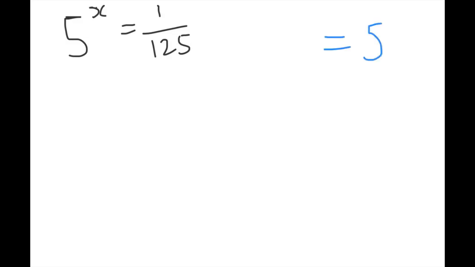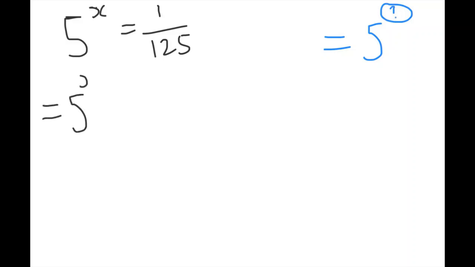I'm going to have 5 to the power x equals 1 over 125. Just write it on top. So now let's just see what we can do. Remember at the end, we want something like 5 to the power something over there. So let's just see if we can work towards that.